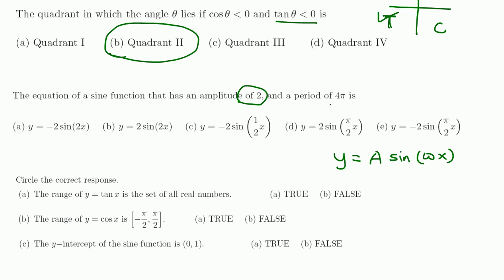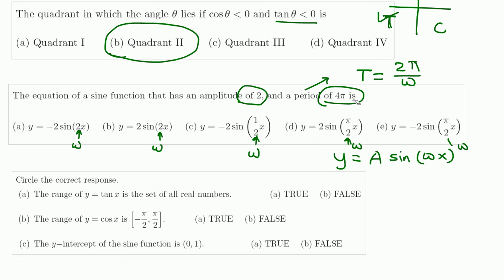It says the period is 4 pi, and we know that the period T is given by 2 pi over omega, where omega is the coefficient in front of x. Like for this question, this is omega. For this question, 1/2 is omega. Pi over 2 is omega. Now the period T is given as 4 pi, so from this we should be able to find the correct function. So let's work on this.